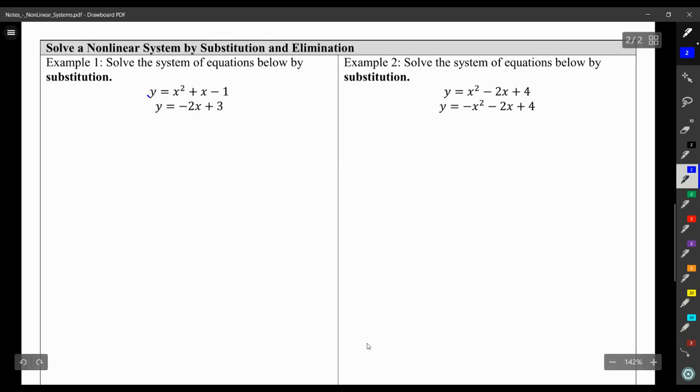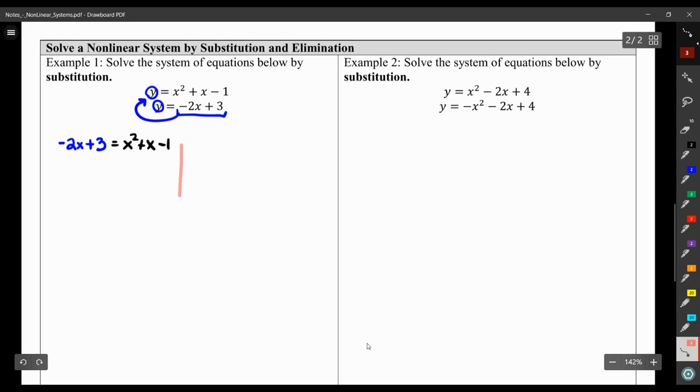In this case, we see that we have two y's completely isolated. So we know that y is the same as negative 2x plus 3. We're going to take negative 2x plus 3 and replace it in the top equation. So the first step is to replace. Negative 2x plus 3 is equal to x squared plus x minus 1. The original y got replaced with what y was equal to in the bottom equation.